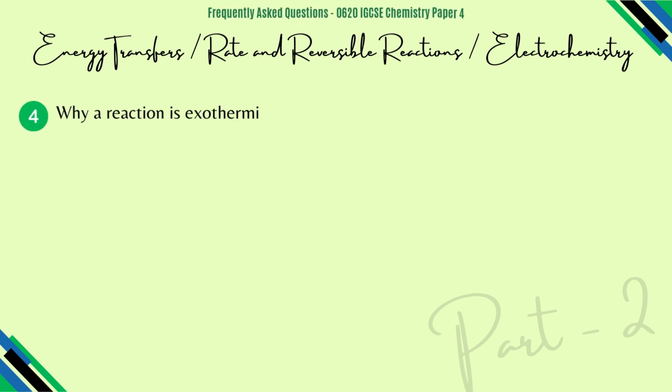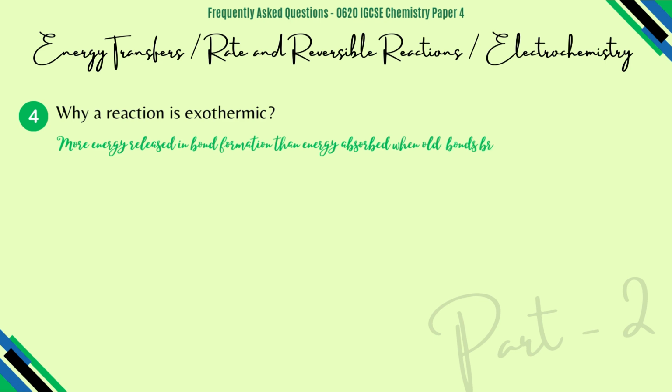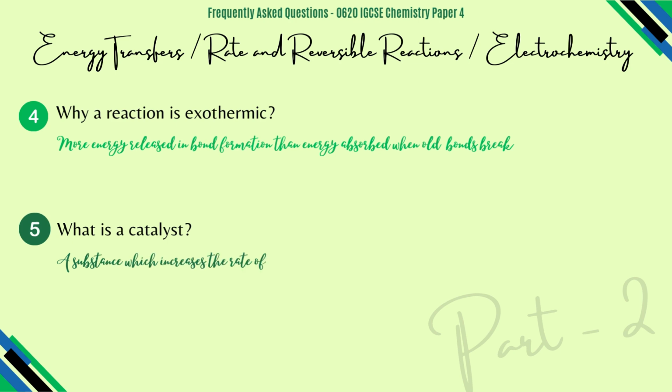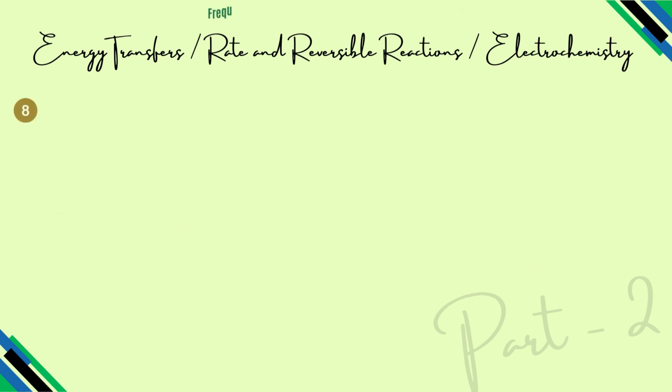Question number 4 is why a reaction is exothermic. So a diagram will be given to you and they will ask you why this is exothermic. If the energy released in bond formation is more than the energy absorbed when the old bonds break, then this is exothermic. Energy release should be more. And what is a catalyst? A substance which increases the rate of the reaction without being used up, or which remains chemically unchanged, that's a catalyst. So you have to mention both of these points.